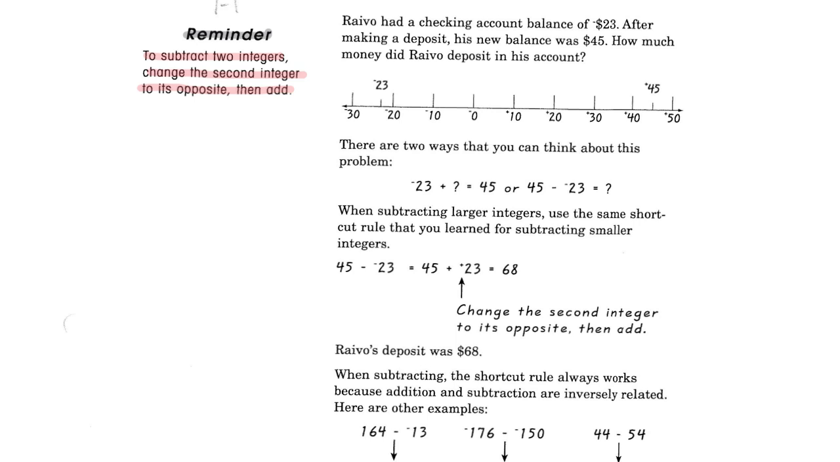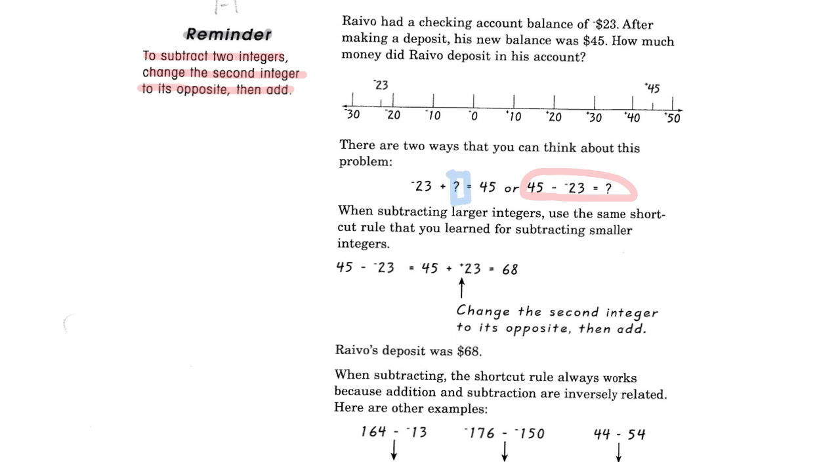Ravio had a checking account balance of negative $23. After making a deposit, his balance was 45. How much money did Ravio deposit in his account? So there are two ways that you can think about this problem. We have negative 23 plus something equals 45, or 45 minus negative 23. Now, to me, it's a lot easier to do a problem this way.